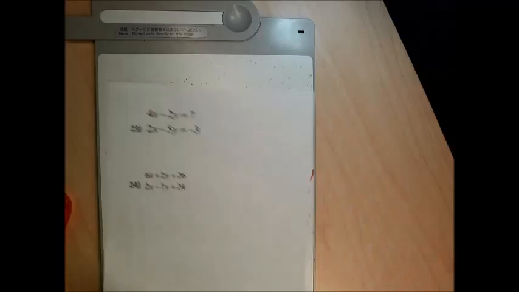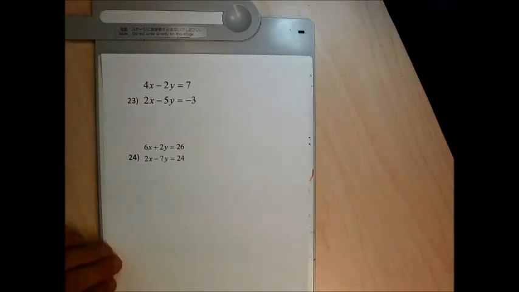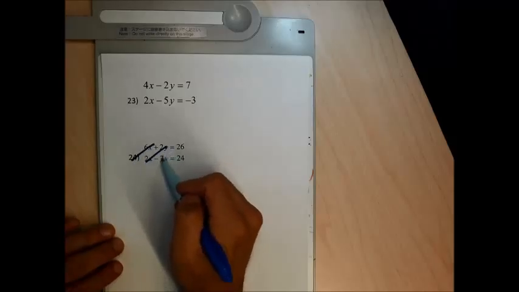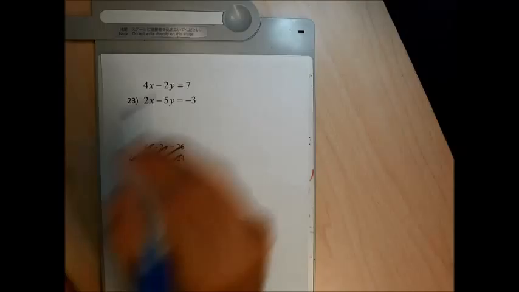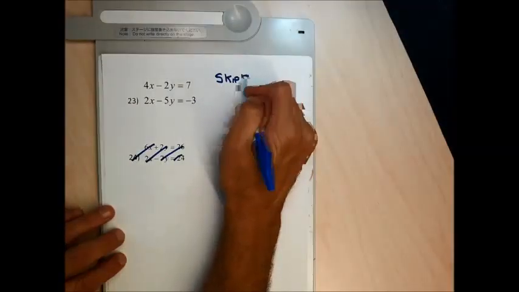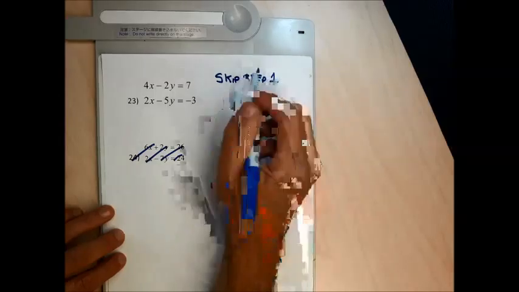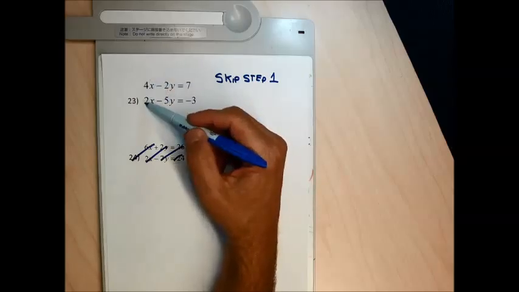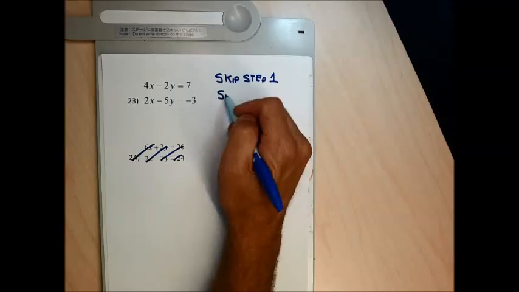Our 23 and 24 are just different enough. So I'm going to do 23 and I'm going to skip 24. So for 23, the x's and y's are lined up, so I can skip step 1. For my step 2, both the x's have positives in front of them, both the y's have negatives in front of them. Makes it a little bit harder.